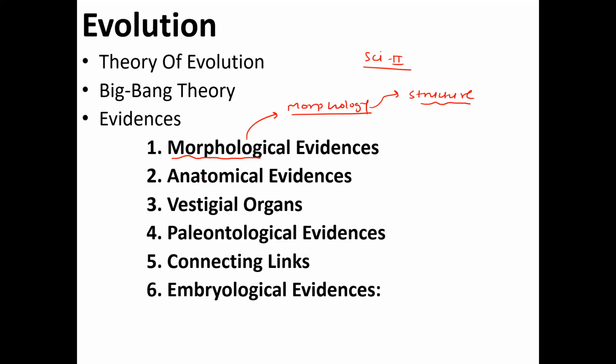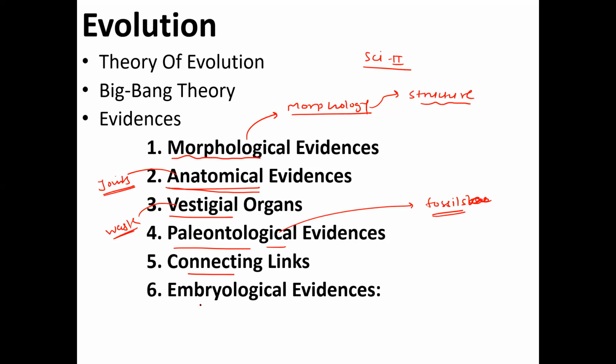Okay. Second, anatomical. Now what is the anatomical? You can see it is about the joints or the body structure. Vestigial. Vestigial, it means what? Something like a vest. Paleontological, that we all know, it is all about the fossils, not fuels, fossils. Connecting links and embryological.